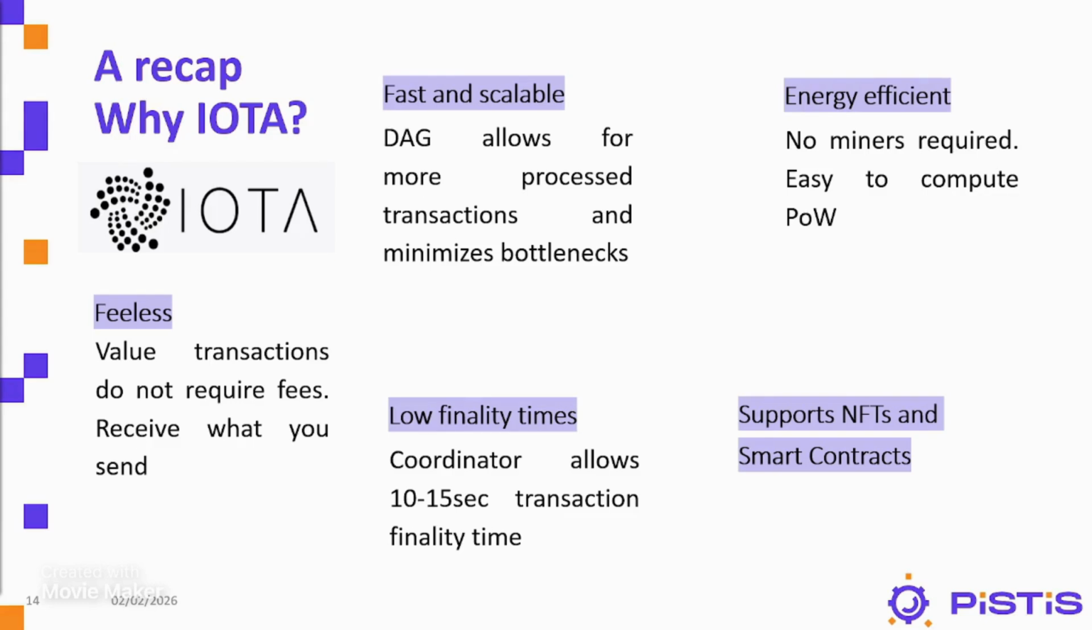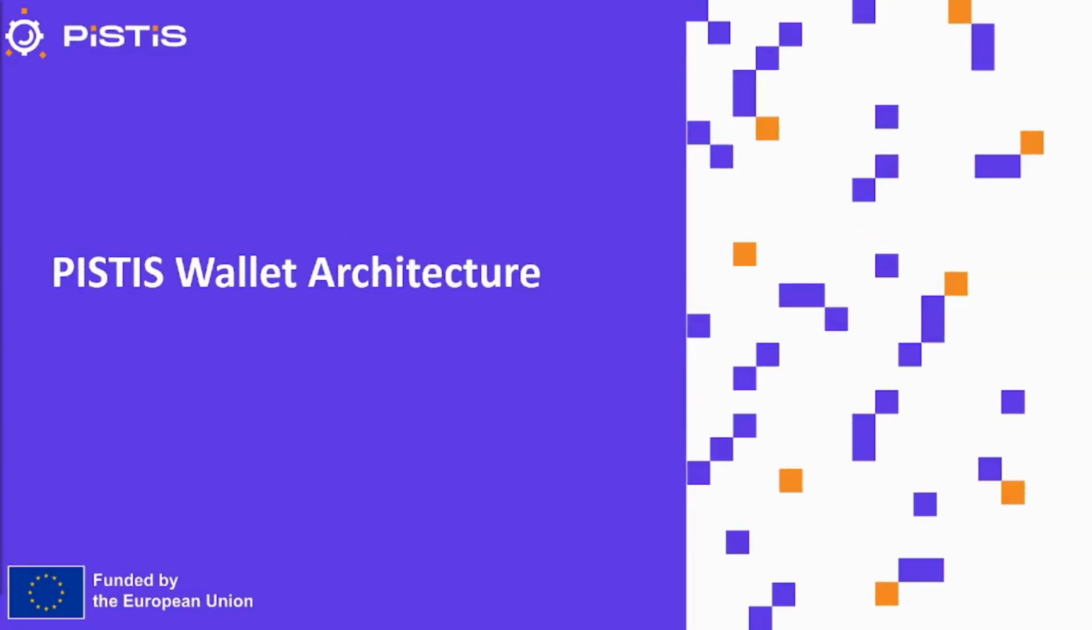PISTIS can run IOTA nodes even on modest server infrastructure without requiring data centers full of specialized mining equipment. Last but not least, it supports NFTs and smart contracts. Now that we have explained the technologies underlying PISTIS, let's explore how they come together in a practical architecture that users interact with. This module, the PISTIS wallet, examines the three primary components that enable seamless data monetization.